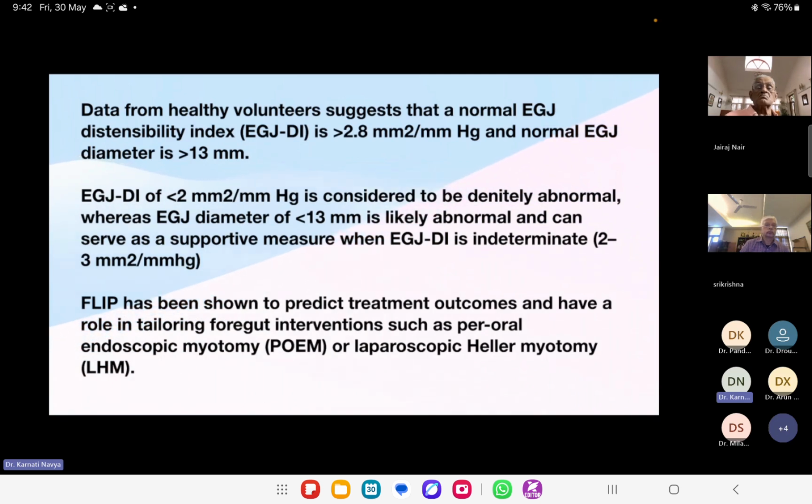From healthy volunteers, the data suggest that a normal esophagogastric junction distensibility index is more than 2.8 mm² per mmHg, and the normal diameter is 13 mm. If it is less than 2 mm² per mmHg, it is considered definitely abnormal, whereas a diameter of less than 13 mm is considered abnormal and can serve as a supportive measure. The distensibility index is considered indeterminate when between 2 and 3. It has been shown to predict treatment outcomes and have a role in tailoring foregut interventions such as peroral endoscopic myotomy or laparoscopic Heller's myotomy.